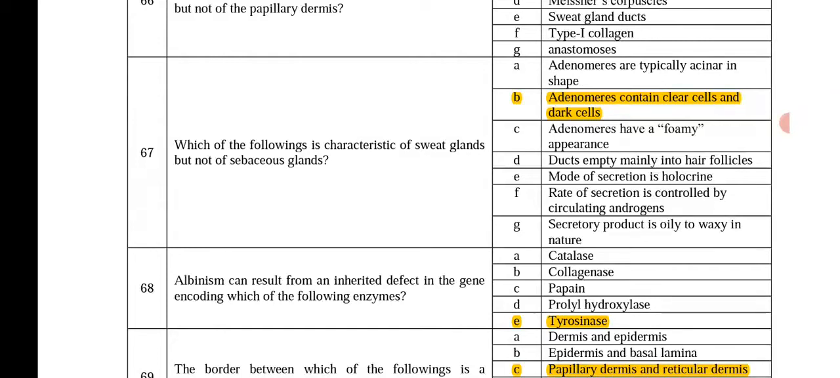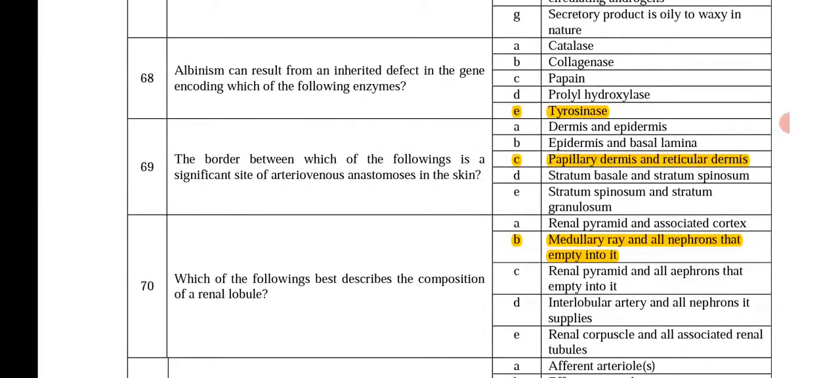Albinism can result from an inherited defect in gene encoding which of the following enzymes? Tyrosinase. The border between which of the following is a significant site of arteriovenous anastomosis in the skin? Papillary dermis and reticular dermis.